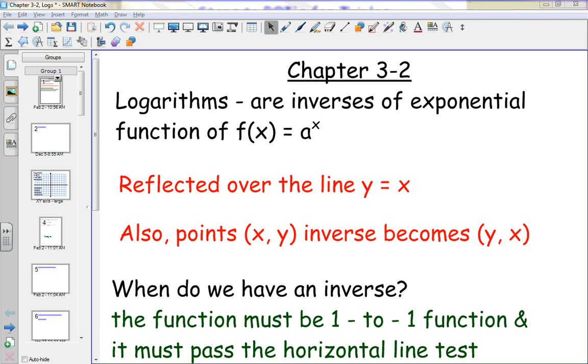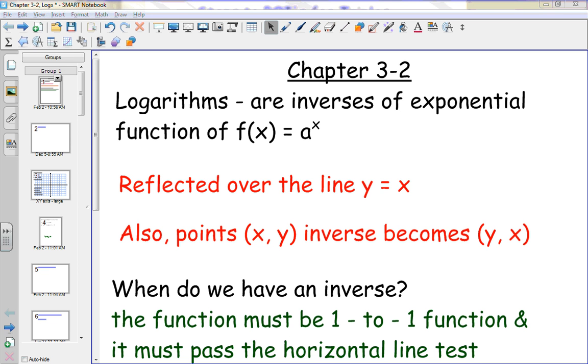Okay, chapter 3-2, logarithms. Logarithms are inverses of exponential functions. An exponential function looks like f of x is equal to a to the x. If you're an inverse, there are some properties that you should understand about inverses. One property you should remember is that if you are inverse functions, then you have to be a one-to-one function, right? If you are inverses, then what do we know about the domain and range?